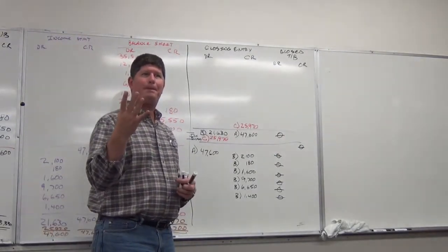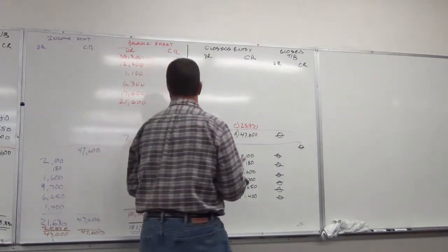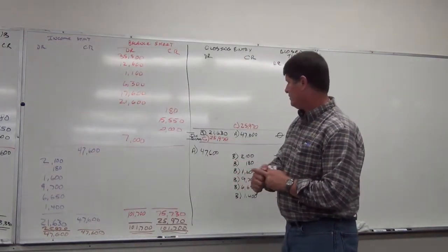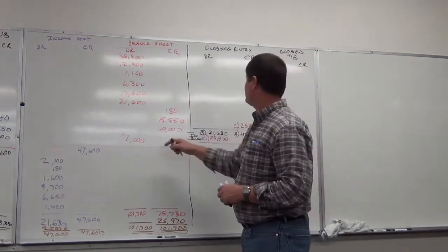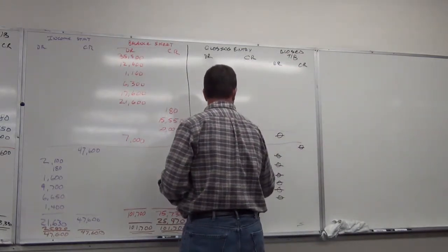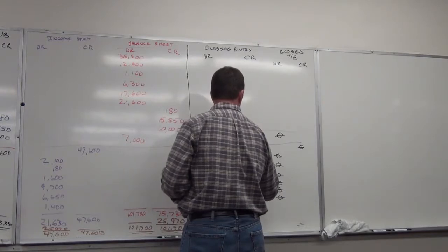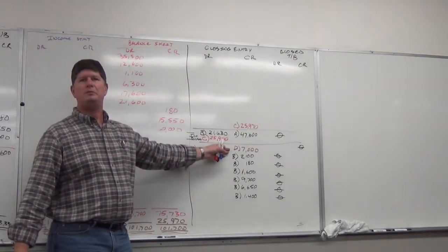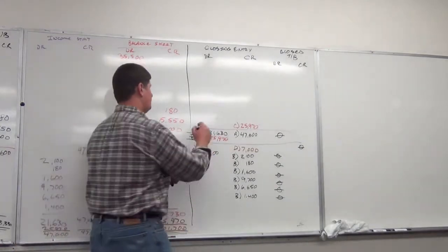Step 4. Close the draw account. The draw account is down here and it's got a 7,000 debit, so I need a credit for 7,000. Where's the offset to that? Where's the debit go? Owner's capital.